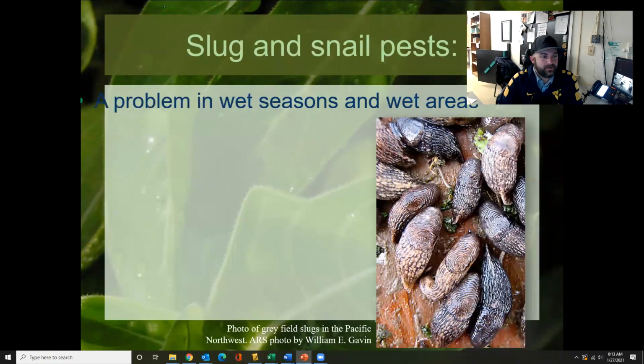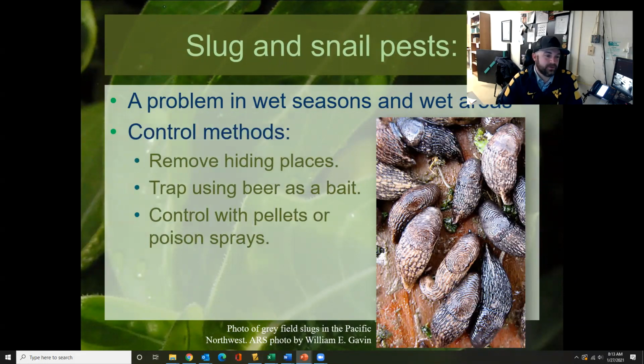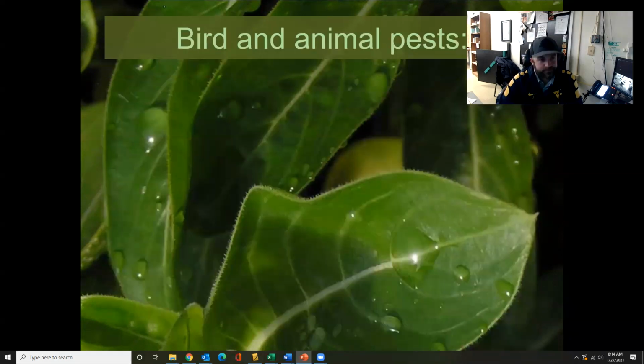Slug and snail pests are a problem in wet seasons and wet areas. Control methods include removing hiding places, trapping using beer as bait with your parents' permission, and control with pellets or poison sprays. Instead of using something like beer, you could also use something with some form of alcohol in it, because snails and slugs really have a liking towards different varieties of alcohol. So you could also use a mouthwash.